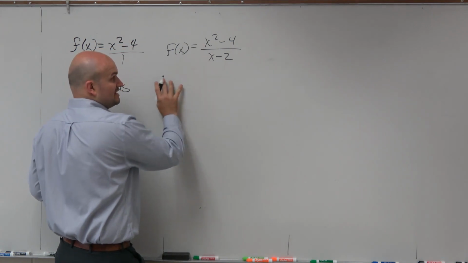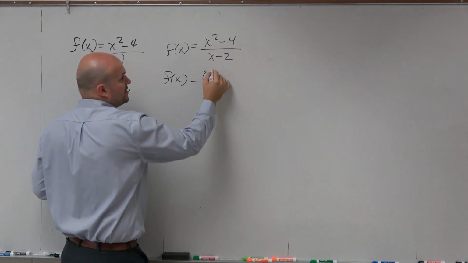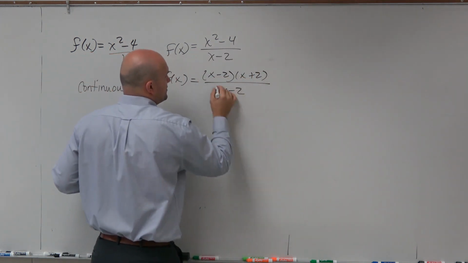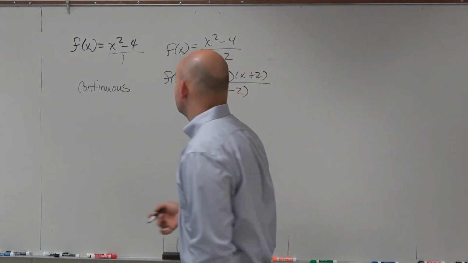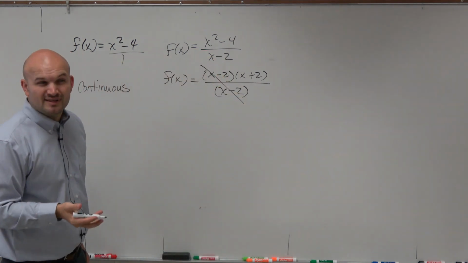All we simply need to do is, again, try to simplify our function by factoring. So this is the difference of two squares, x minus 2 times x plus 2, all over x minus 2. What you guys can see is now my expression in my denominator is exactly the same as my expression in my numerator, right? So those, therefore, divide out.